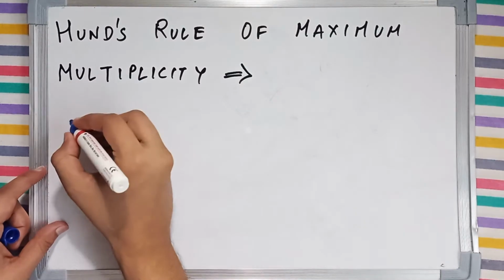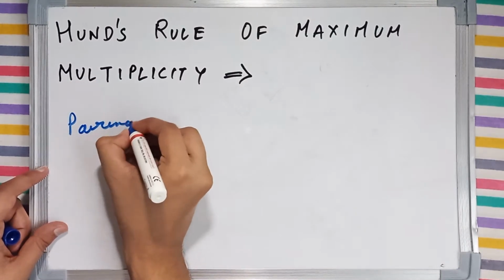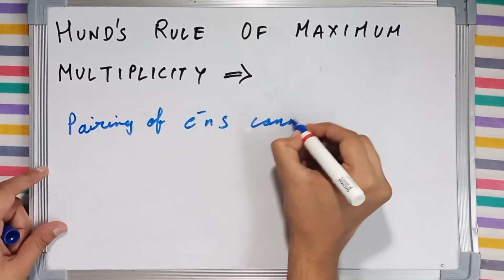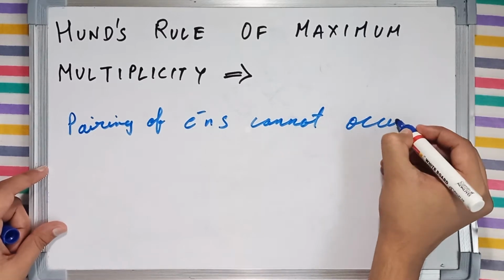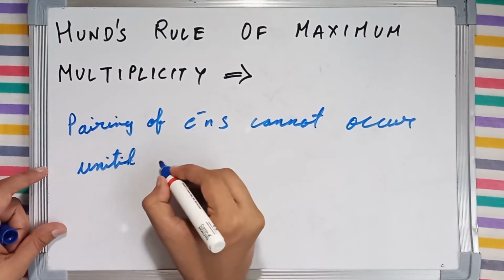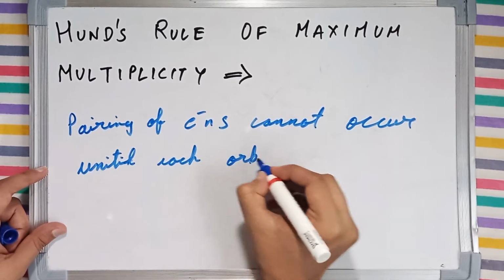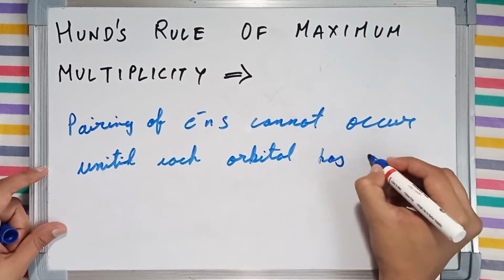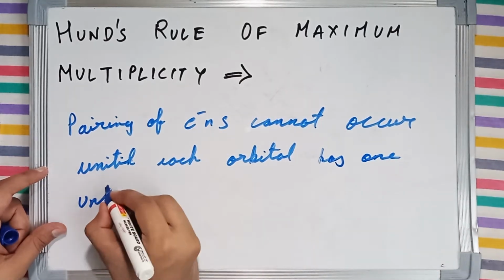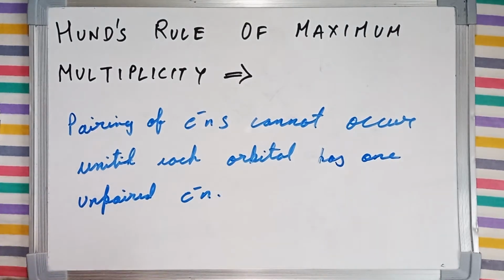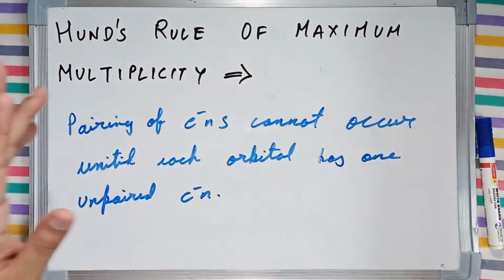It states that pairing of electrons cannot occur until each orbital has one unpaired electron.